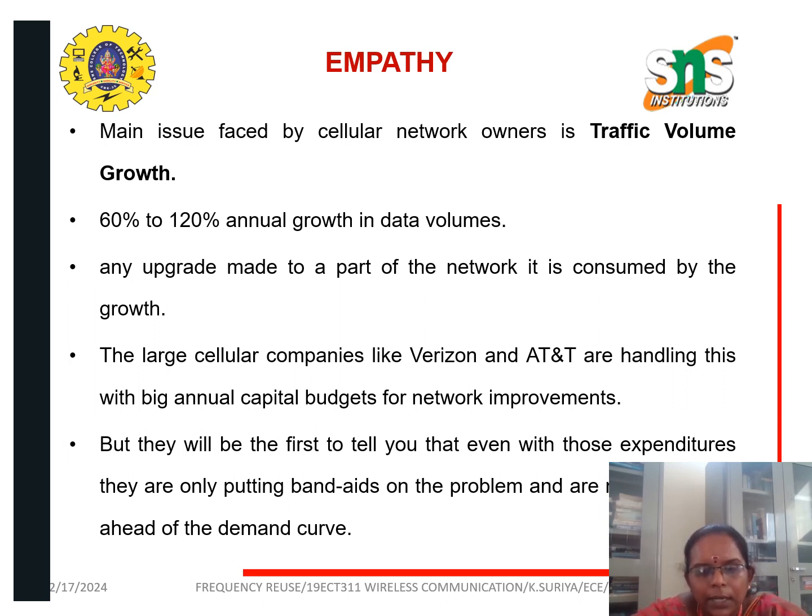So around the world, cellular networks are seeing between 60% to 130% annual growth in data volumes. The problem with that kind of growth is that as soon as any upgrade is made to a part of the network, it is consumed by the growth. This kind of growth means constant choke points in the network and problems encountered by the customers. The large cellular companies like Verizon and AT&T are handling this with big annual capital budgets for network improvements. But they will be the first to tell you that even with those expenditures, they are only putting band-aids on the problem and are not able to get ahead of the demand curve.